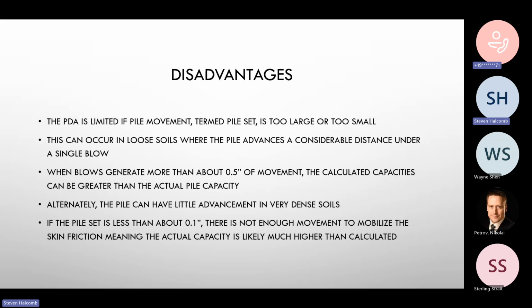When you're in really, really soft material, the pile basically can just move too fast or too far. And so your calculated capacity there could actually be higher than your actual capacity. Whereas the opposite occurs if your movement is too small: your calculated capacities are probably way under what you actually have. So there's some guidance.